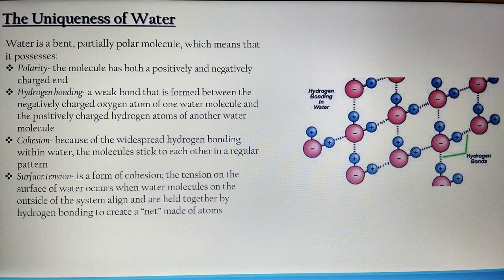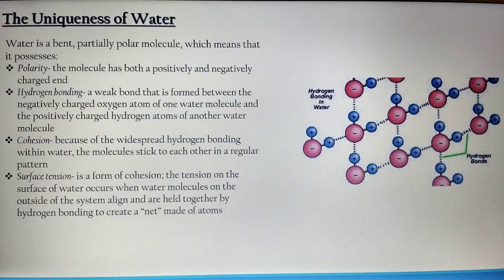Water is a bent, partially polar molecule, which means that it possesses the following properties. Polarity, which means that the molecule has both a positively and negatively charged end. Hydrogen bonding, which is a weak bond that is formed between the negatively charged oxygen atom of one water molecule and the positively charged hydrogen atoms of another water molecule.